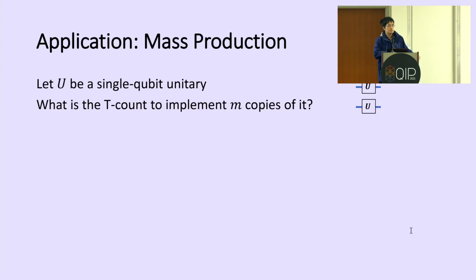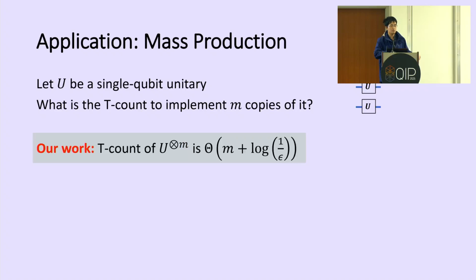Okay, so this is implementing different single qubit unitaries, and we get some log saving. And you may wonder, what about the case when they are the same? Like, I want to implement many single qubit unitaries that are the same. This is called mass production, and indeed, we saved more than log. So let U be a single qubit unitary, and we want to implement U tensor m. So here it's like m copies of the same thing, and we want to understand the T count. For this setting, we prove that the T count is asymptotically m plus log 1 over epsilon.